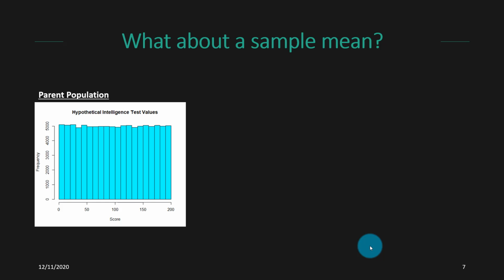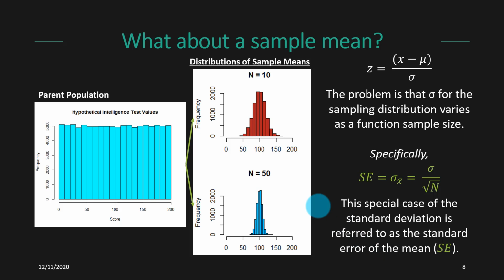Now, the trick in this is what we mean by approximately normal. Okay, so again, if we're taking sample means here, like here's our population.